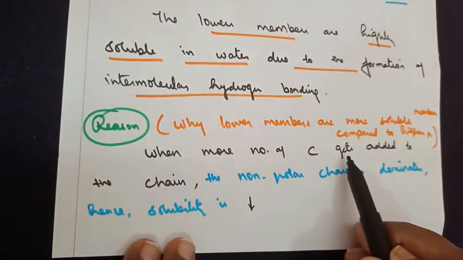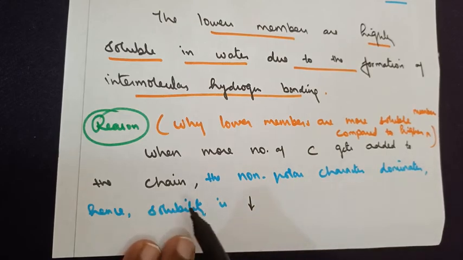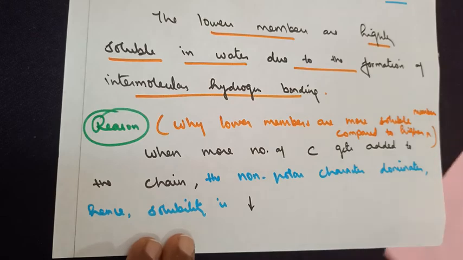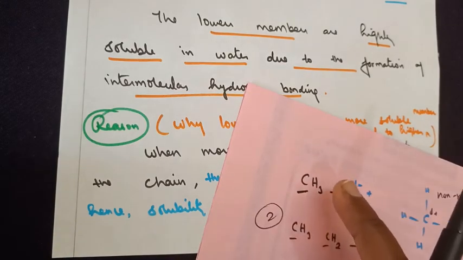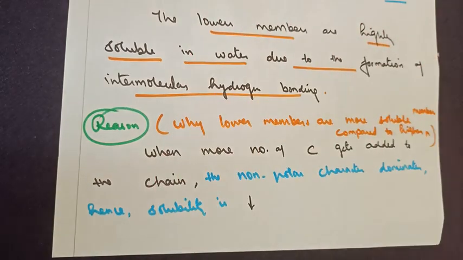When more number of carbons get added to the chain, the non-polar character dominates, hence solubility decreases. So lesser the number of carbon atoms, solubility will be more. Greater the number of carbon atoms, solubility will be less.